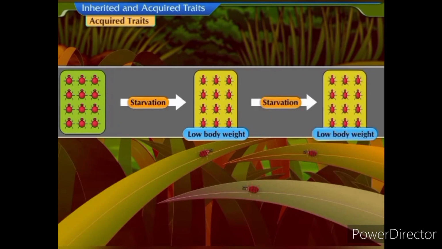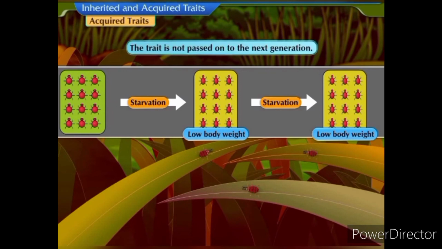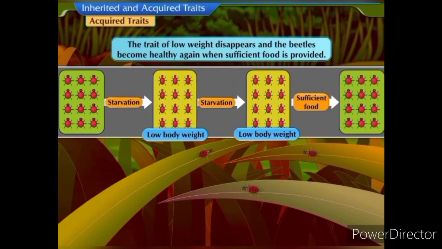Further, if some generations of the beetles are low in body weight, it is not because the trait has been passed on to these generations. It would be purely due to the absence of sufficient food. Whenever sufficient food is available, the trait of low weight would disappear and the beetles would become healthy again.